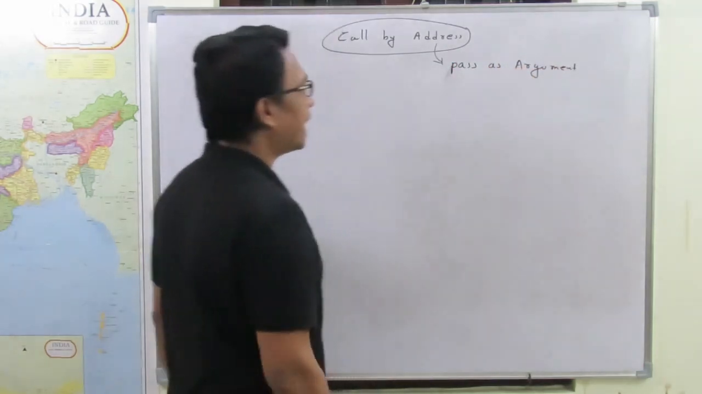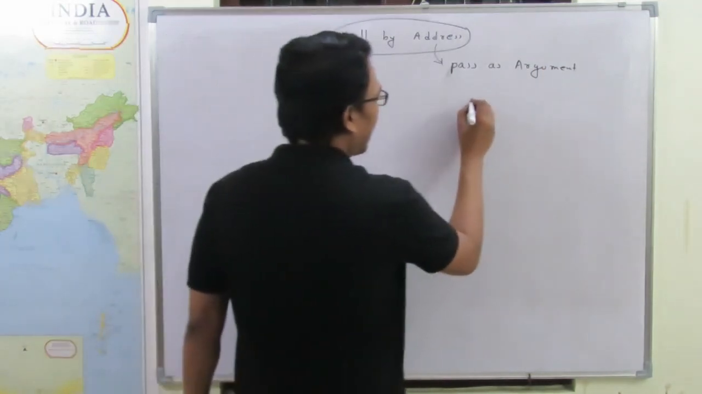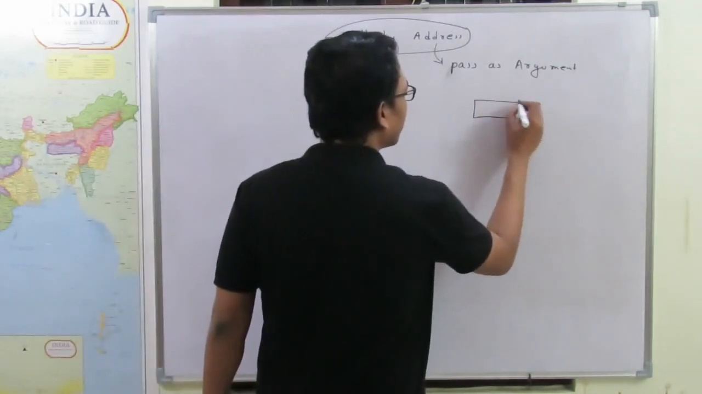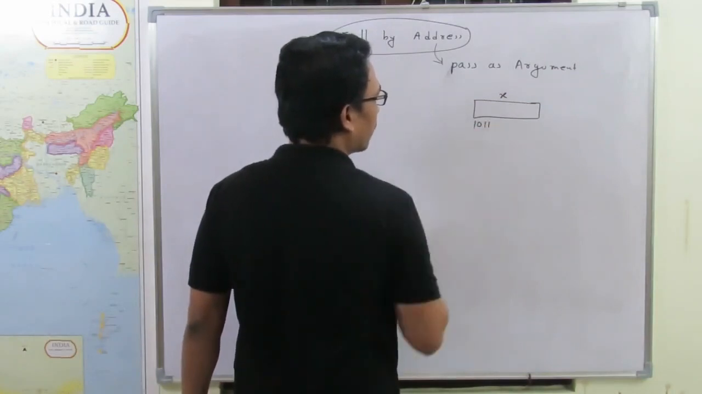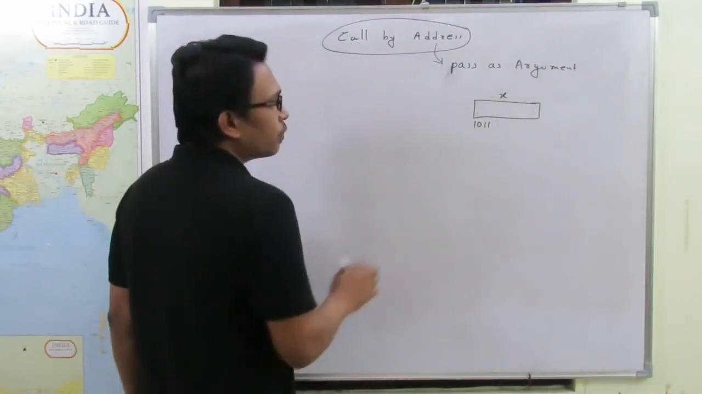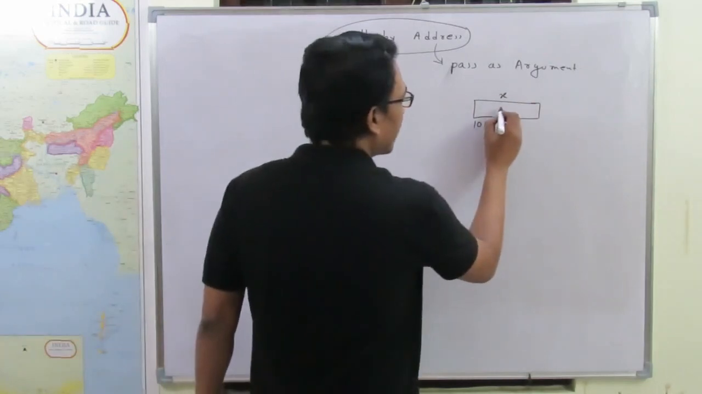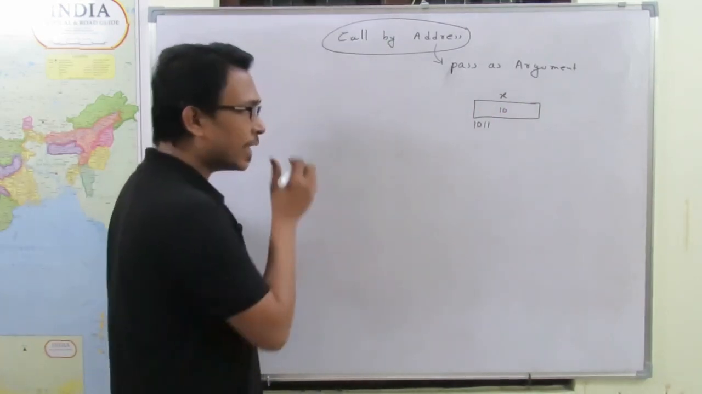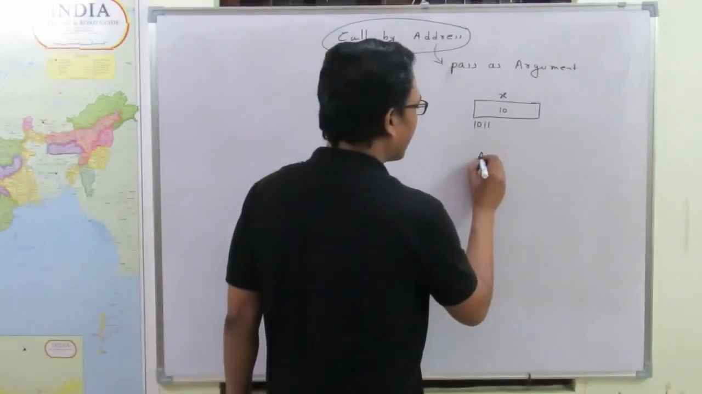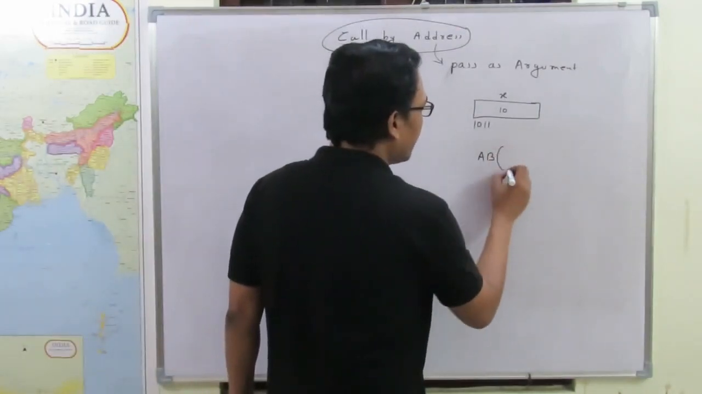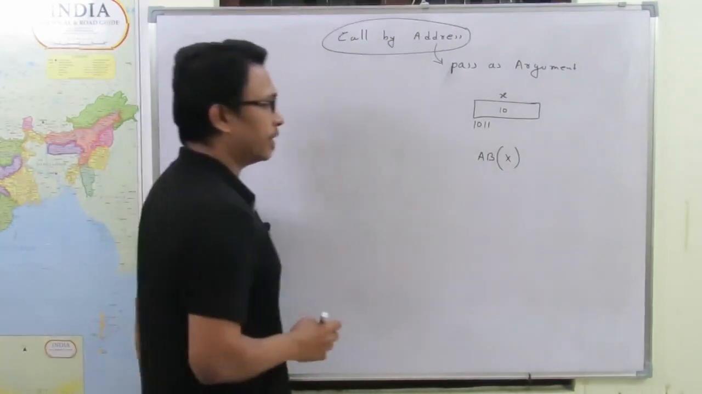Now look, address means, let's say we have a variable x and the address is 1011. Now that means x contains the value 10. In case of call by value, what happened? In case of call by value, let's say a function is there, ab, we pass the value itself.